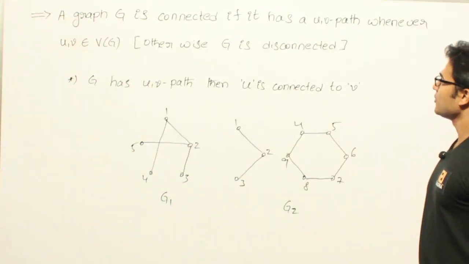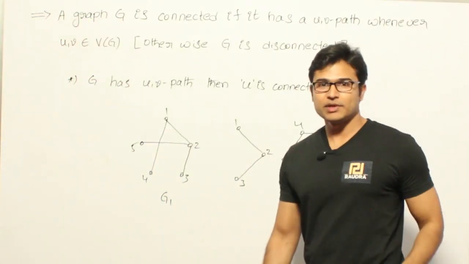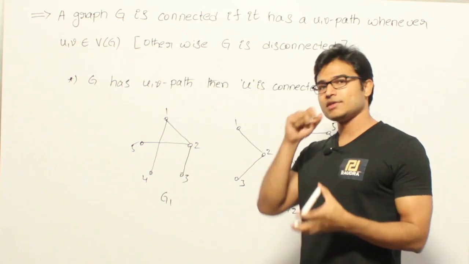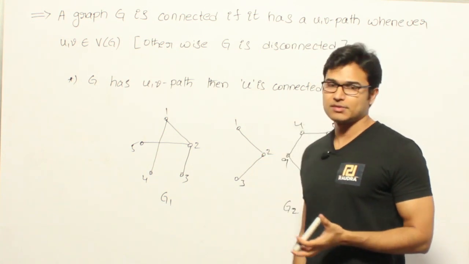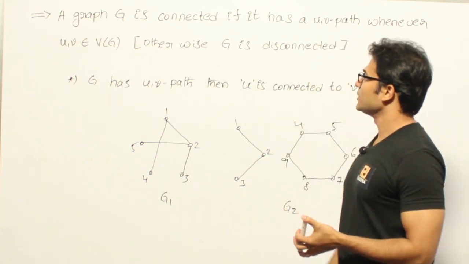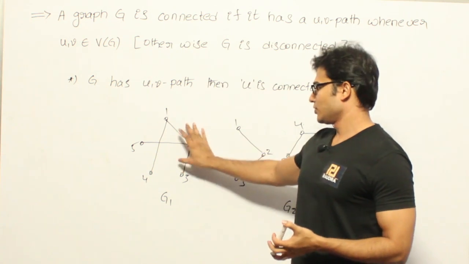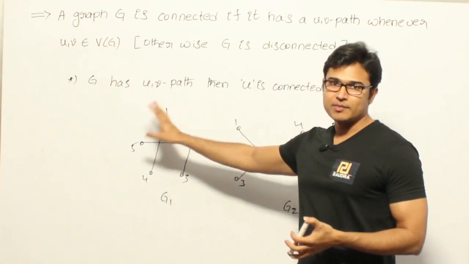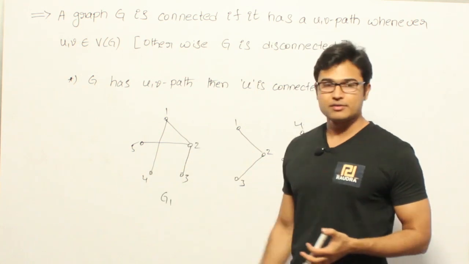Now let's see the concept of connectedness. A graph is said to be connected if for every pair of vertices there is a path between those two vertices, right? So what I mean by this is, if you see this graph, you can reach any vertex from any other vertex, therefore it is connected, right?